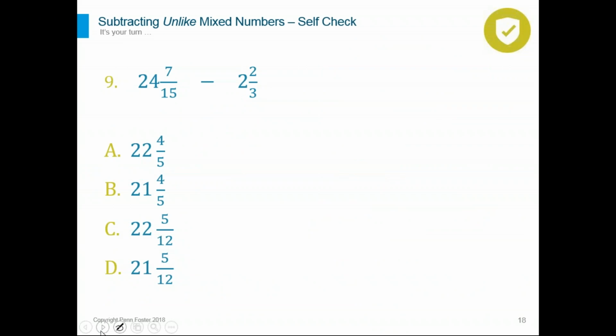24 and 7 over 15 minus 2 and 2/3. What is the difference of these two mixed numbers? I have unlike fractions on both. Is one denominator a multiple of the other? Yes or no? And from there, you can go ahead and change the problem, then decide borrow or no borrow. I'm going to leave you with this question and then change my screen later.